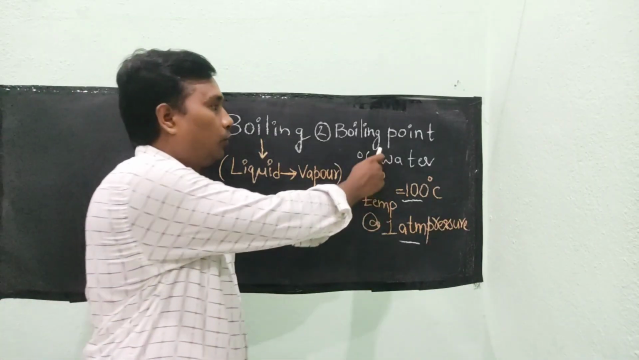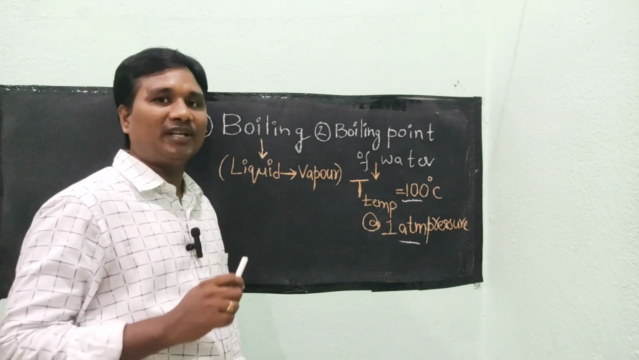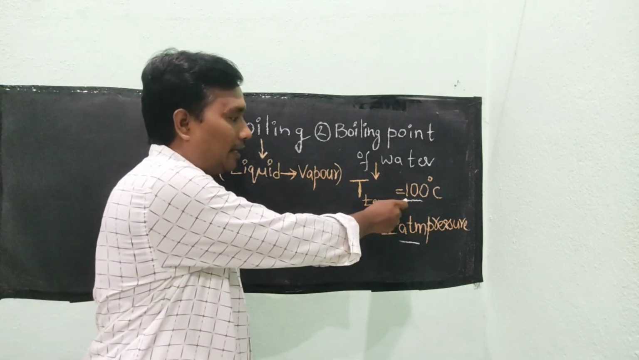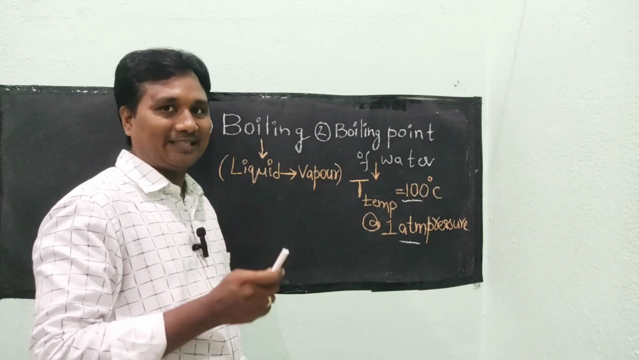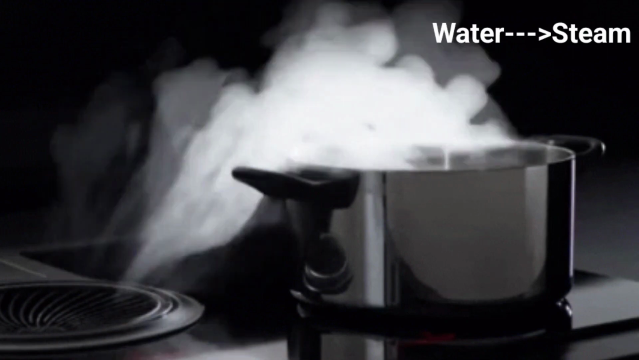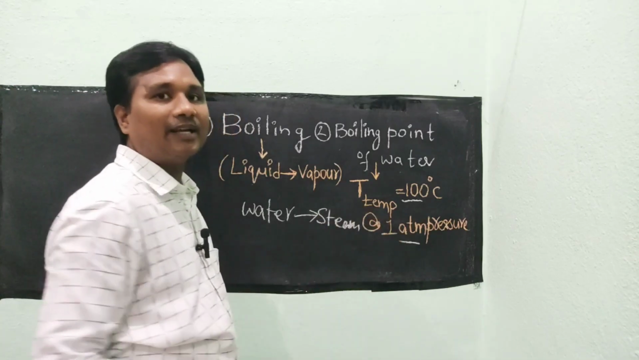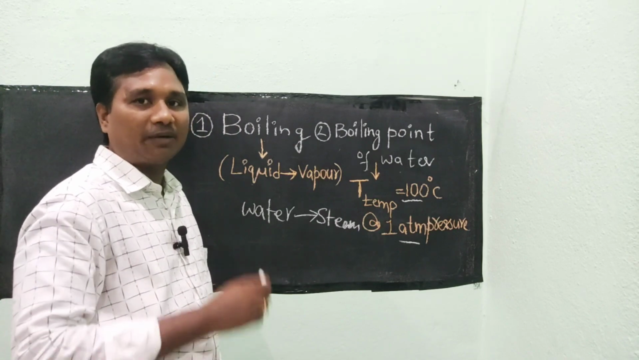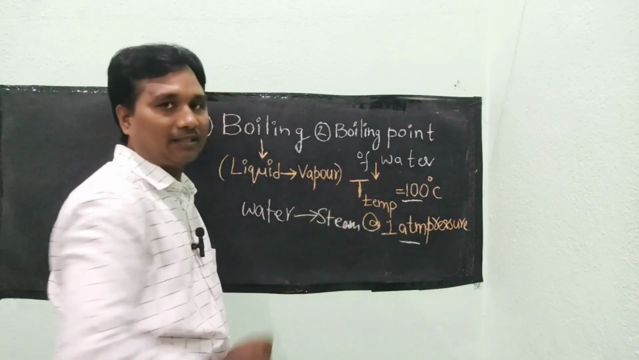What is meant by boiling point of water? Whenever the temperature of water attains 100 degrees Celsius, the water starts boiling and converts its state from water to steam. The corresponding pressure is 1 atmospheric pressure. At 1 atmospheric pressure, the boiling point of water is 100 degrees Celsius.